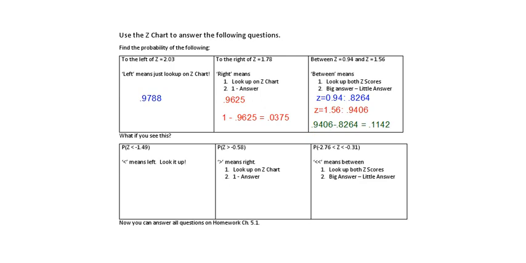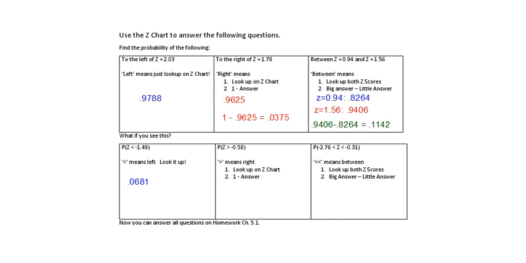Okay, now instead of seeing the words left, right, or between, you might see less than symbols, or greater than symbols, or two less than symbols. The next option says z is less than negative 1.46. Well, remember, left just means look it up, and that's what we're going to do. So when we do that, that is going to become 0.0681.